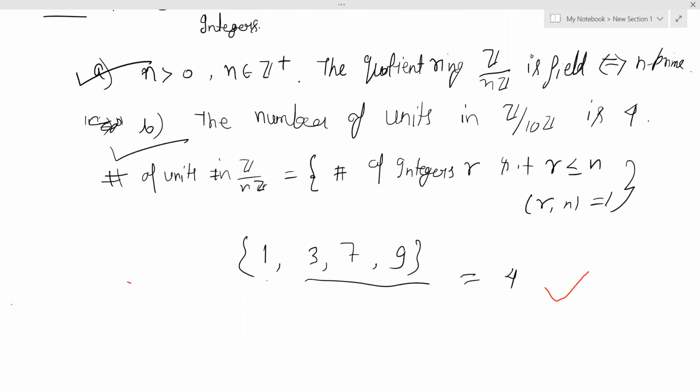So the next option is: there exists an integral domain containing 29 elements. Is this correct or not? There exists an integral domain.